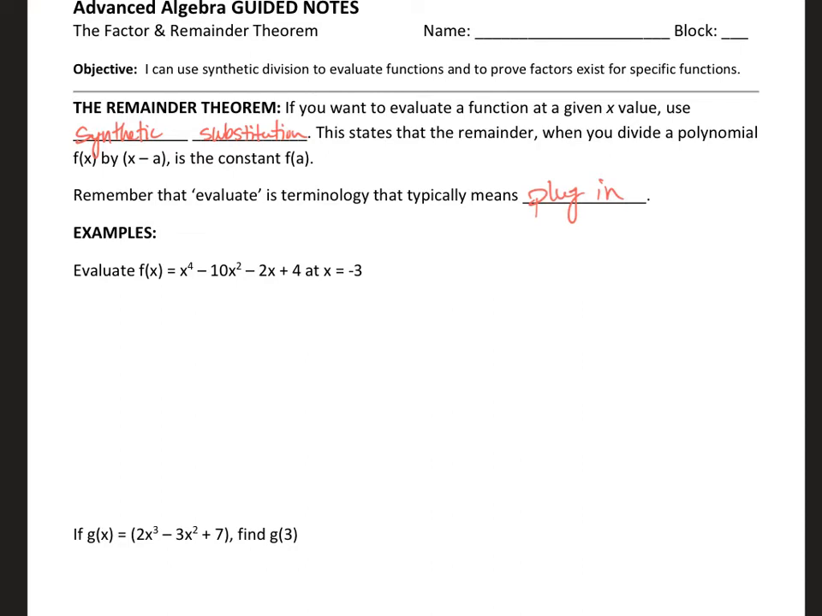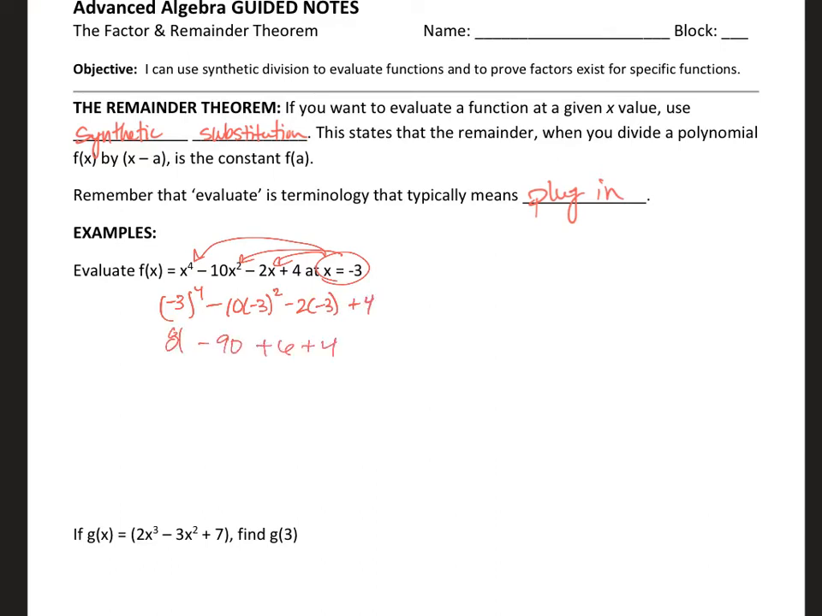Okay, so it says evaluate f of x at x equals -3. Well, if you saw this, guys, this is something from intermediate algebra. You're just going to plug -3 in everywhere you see x. And if you did that, you'd get -3 to the fourth minus 10 times -3 squared, minus 2 times -3, plus 4.